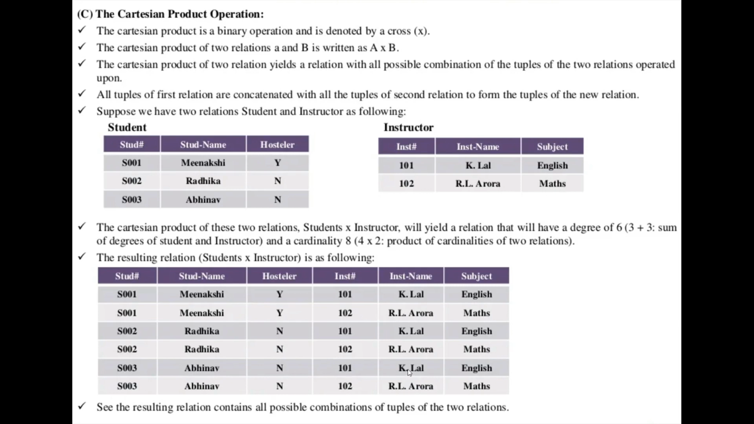So Cartesian products, you can see its resulting relation, it contains all possible combination of tuples of 2 relations. That is your 3 plus 3 sum of degree of student and instructor. Okay, and cardinality is now changed. The cardinality has become now 4 into 2. What it has become? That is the product of cardinality of 2 relation. So I hope you would be able to also find out Cartesian product.